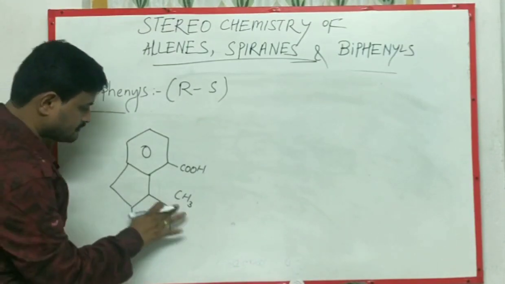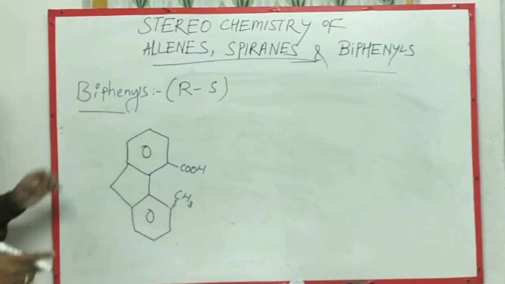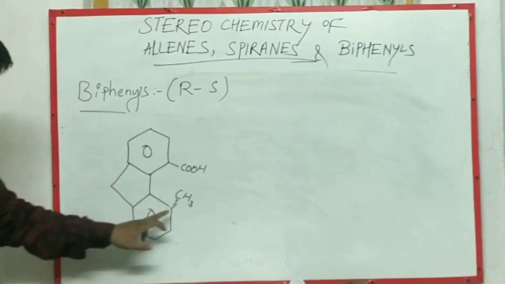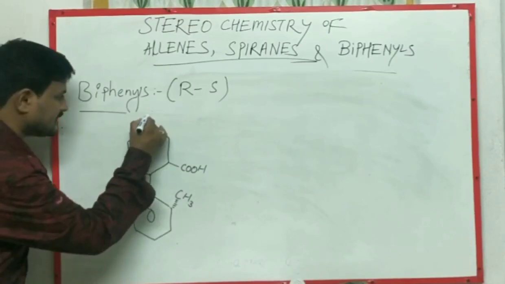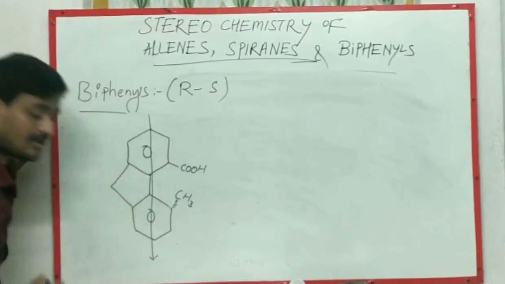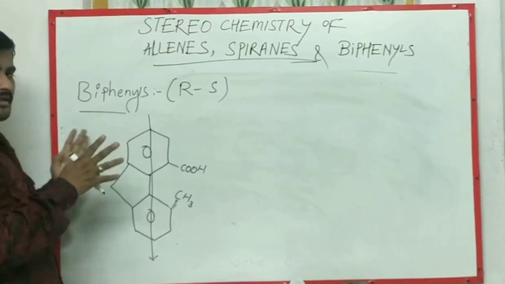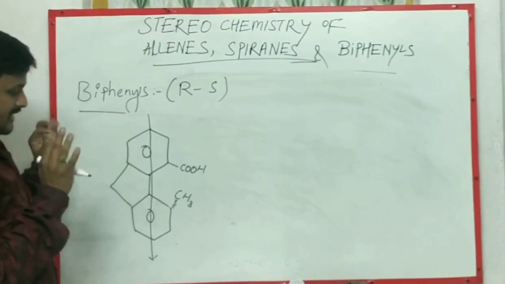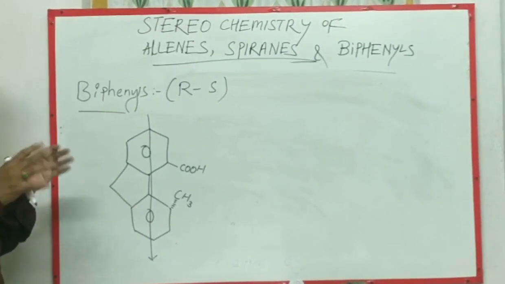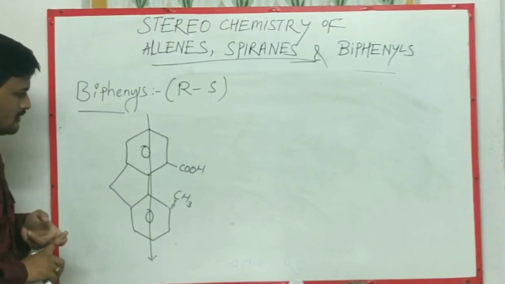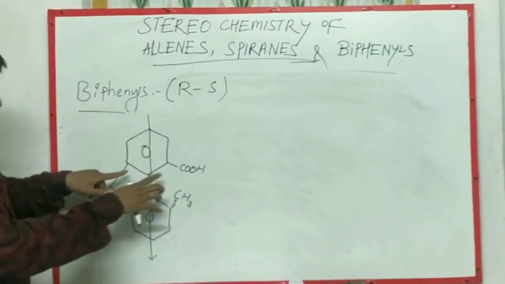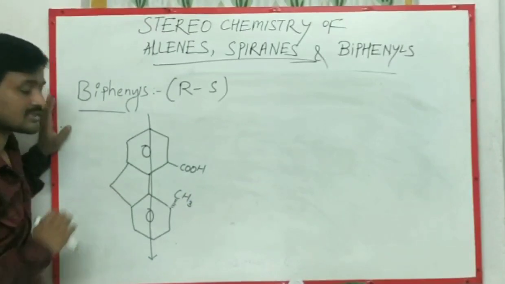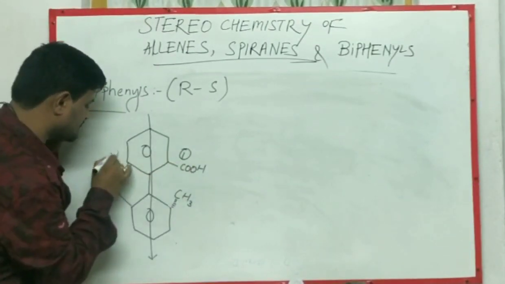In this example, here are the positions. Here is the chiral axis, and then you can give the priorities. How do we give the priorities? Priority starts with the within-the-plane atoms. Within the plane atoms means these two: here carbon, here also carbon. The next atom is oxygen, but the next atom here is carbon. Then this is first priority, this is second priority.